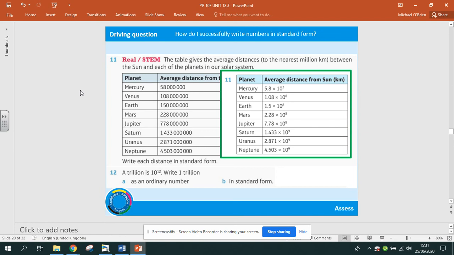nearly twice the distance, 4.0503 times 10 to the 9th. That's nearly twice as far as Uranus.